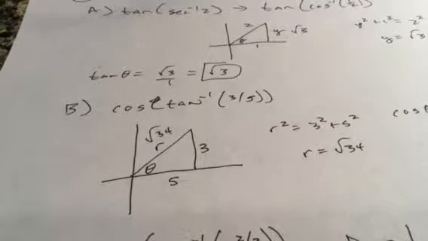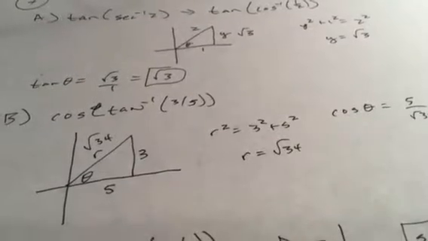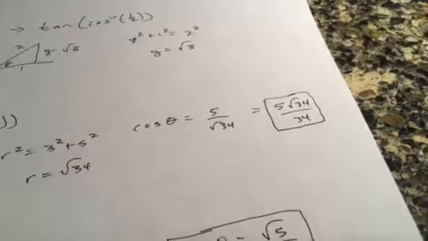So opposite over adjacent is 3 over 5. Pythagorean theorem gives you √34. We're going to call the hypotenuse the radius there. So cosine is 5 over √34. Multiply top and bottom by √34. There you go.